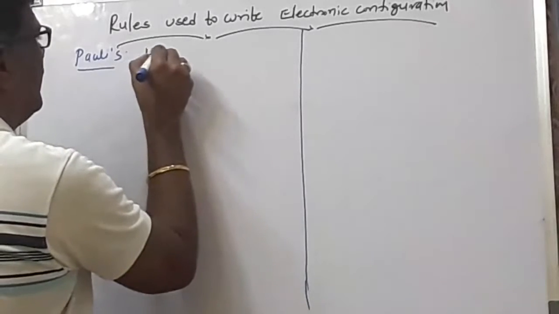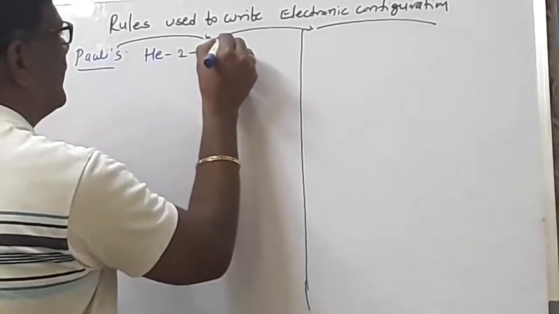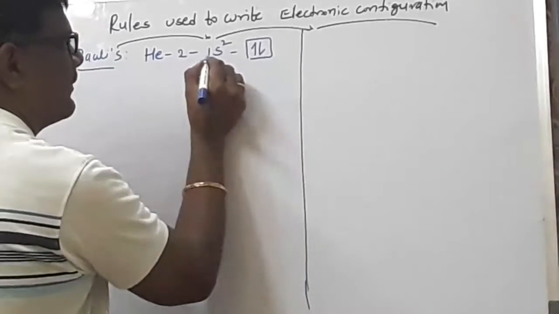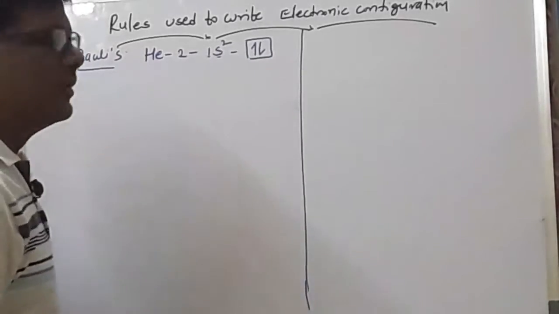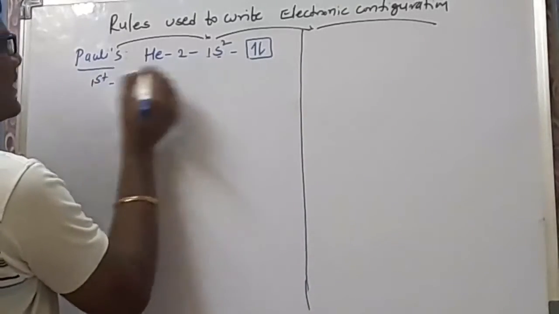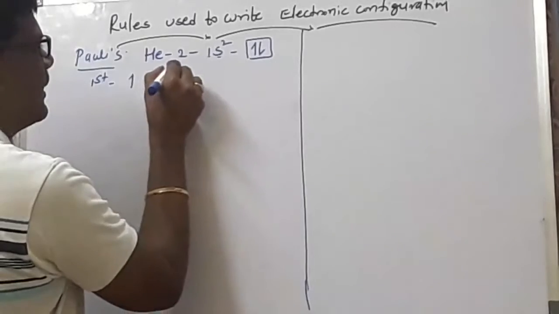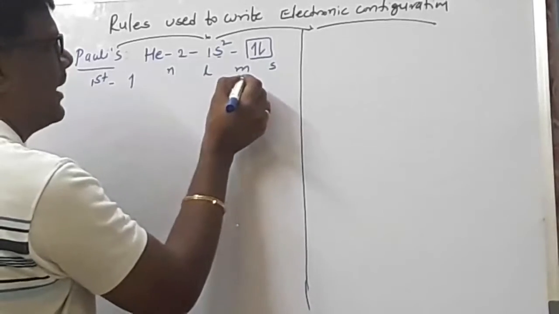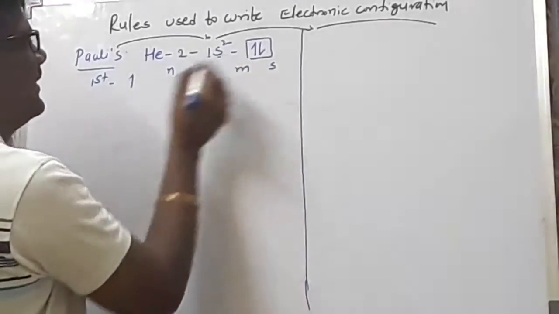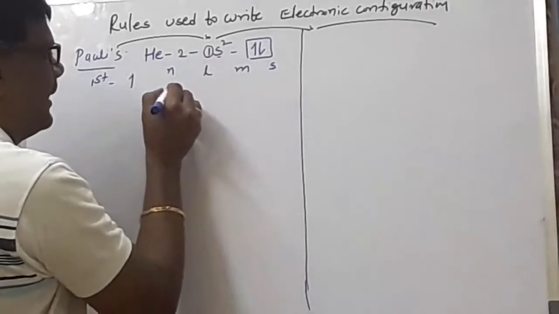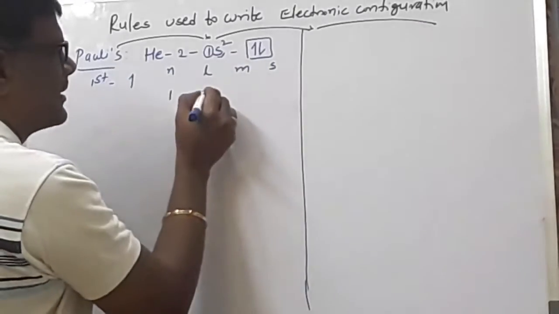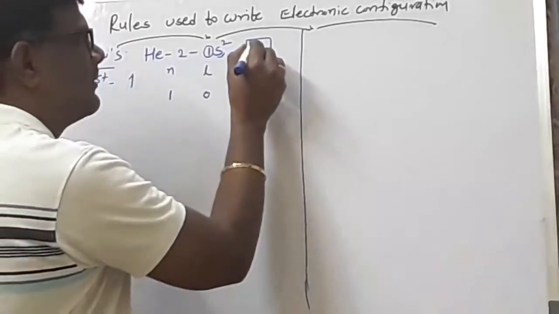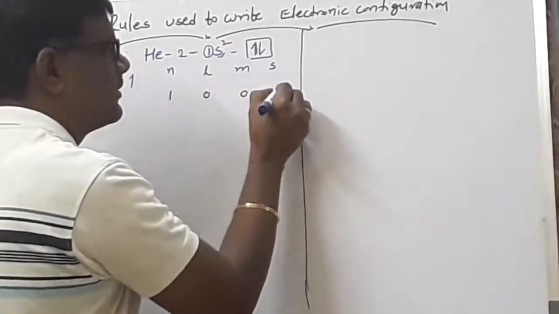For example, I am taking helium, atomic number is 2, electronic configuration is 1s2. In the orbital representation, 1s2 is nothing but first shell s orbital which has the 2 electrons. Now I am taking the first electron. I am writing the 4 quantum numbers n, l, m and s: principal quantum number, azimuthal quantum number, magnetic quantum number, spin quantum number. For this one, n is equal to 1. For the s orbital, l is equal to 0. Whenever l is equal to 0, m is also equal to 0. S is the spin quantum number, so it is the upward direction, which is equal to plus 1/2.